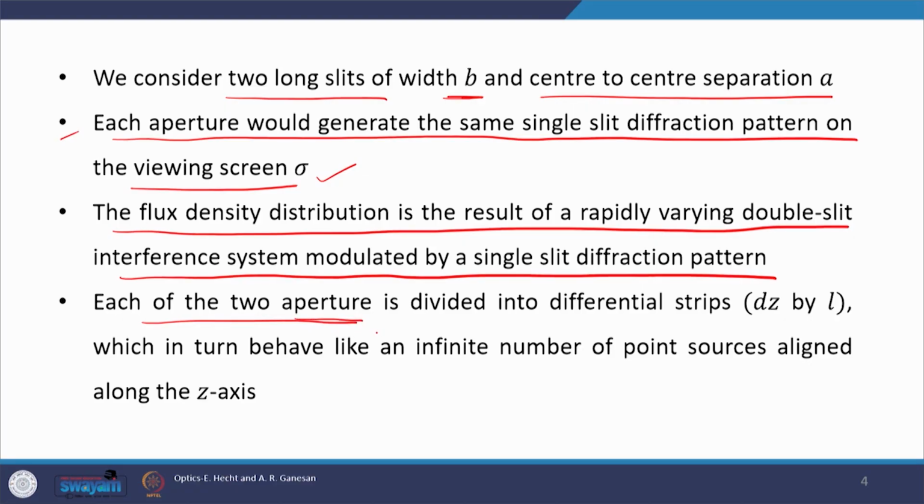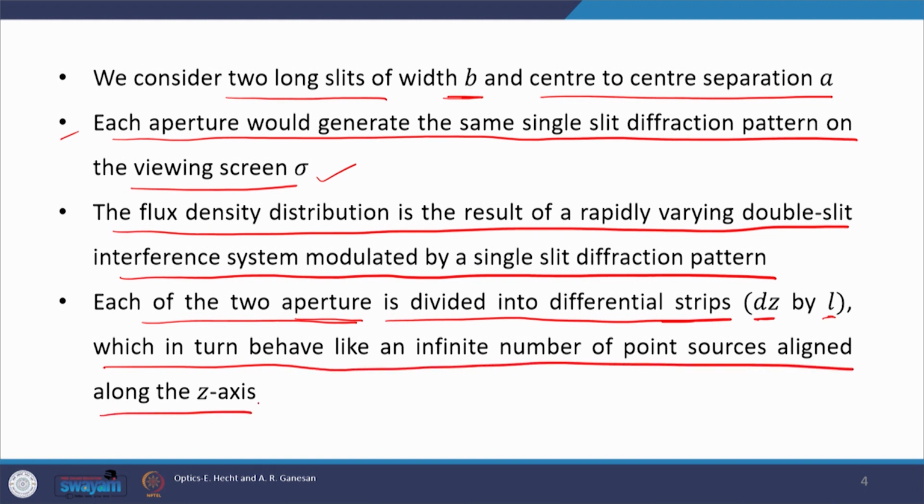Now, we will follow the same analysis as we did for the single slit. Each of the two slits is divided into differential strips of width dz and length L, which in turn behave like an infinite number of point sources aligned along the z axis. What I mean to say is that, suppose this is our two slit arrangement, then this would be replaced by two line sources. This is exactly what we also did in the case of the single slit.